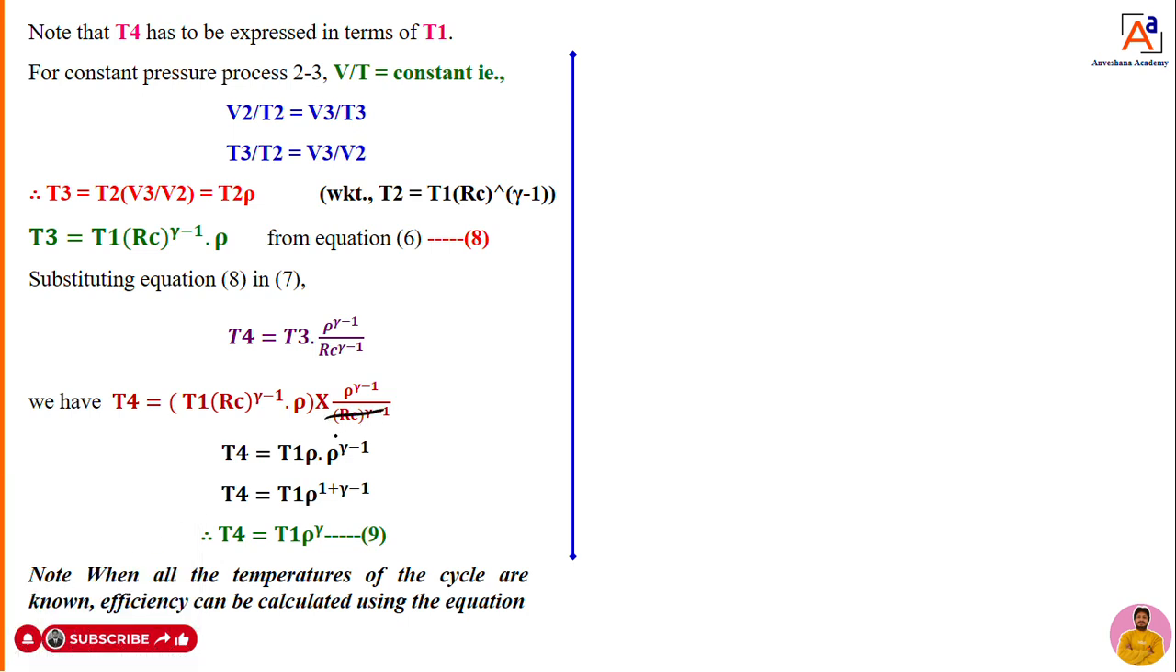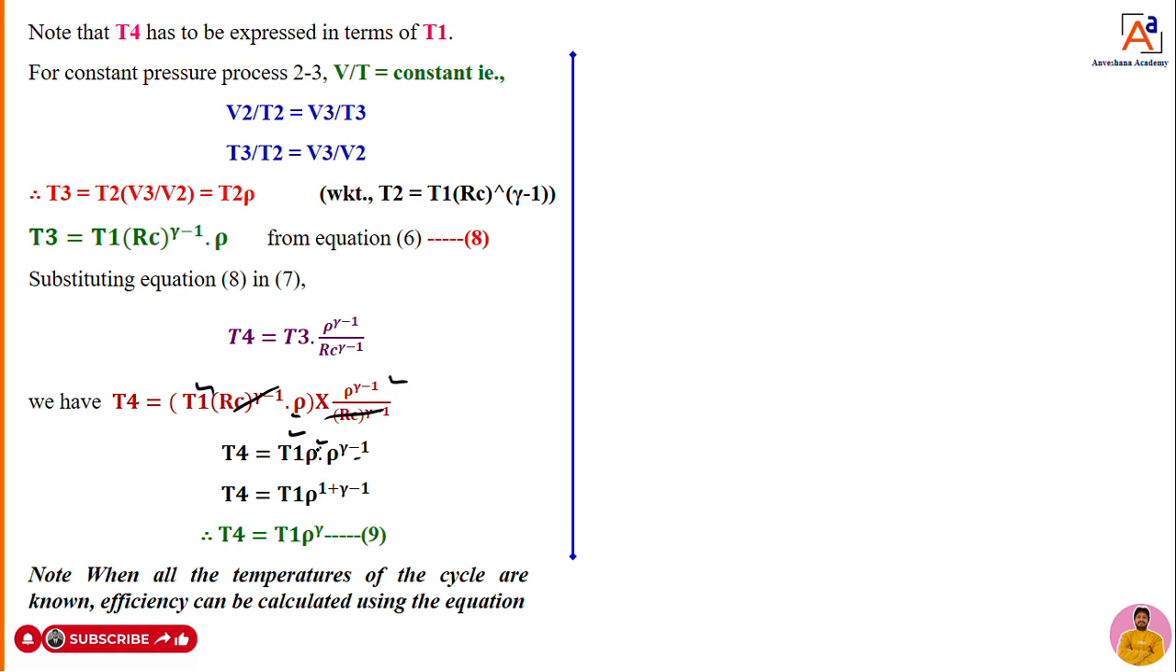Okay, here RC to the power of gamma minus 1 is there in both the numerator and denominator, so it gets cancelled. Then the remaining term is what? The remaining term is T1 into rho to the power of gamma minus 1. Here rho is there, but the power of rho is 1, right?